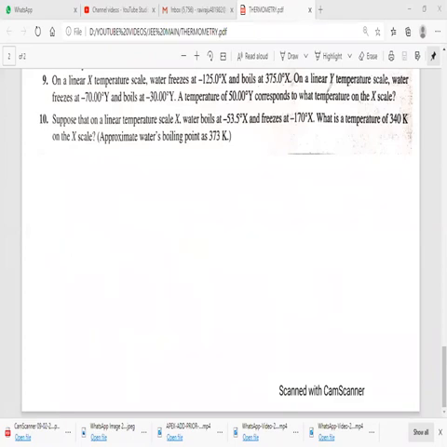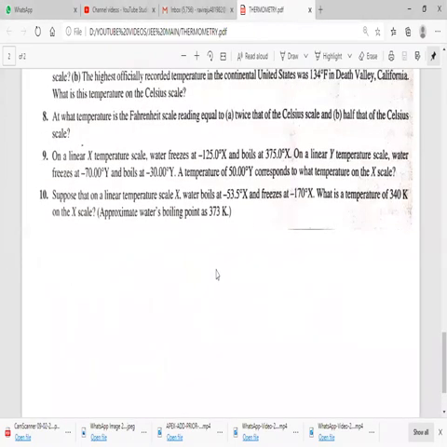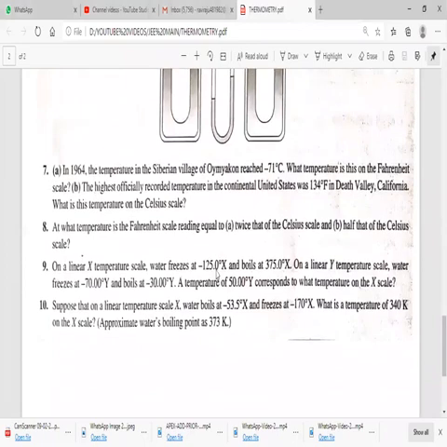Next, question number 7. In 1964, the temperature in the Siberian village of Oymyakon reached minus 71 degrees Celsius. Of course, the record temperature is minus 71 degrees Celsius in some village given. What temperature is this on the Fahrenheit scale?